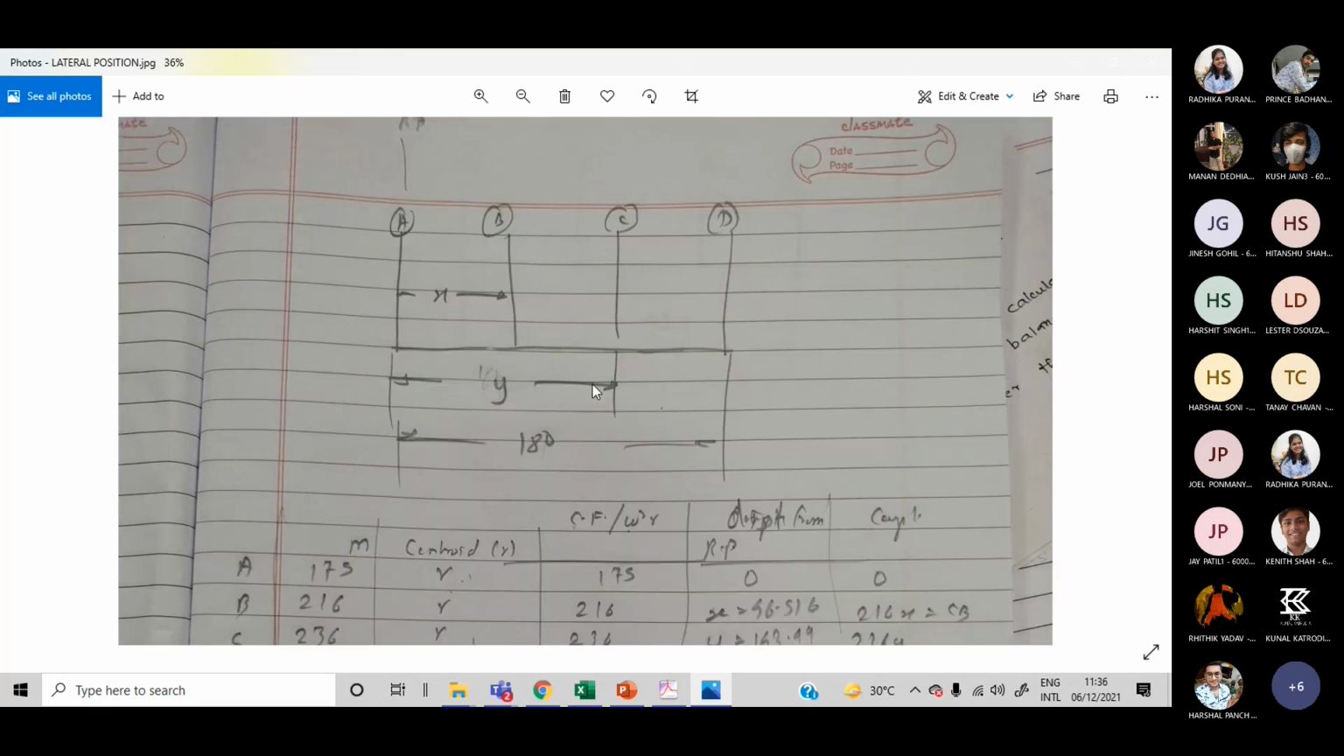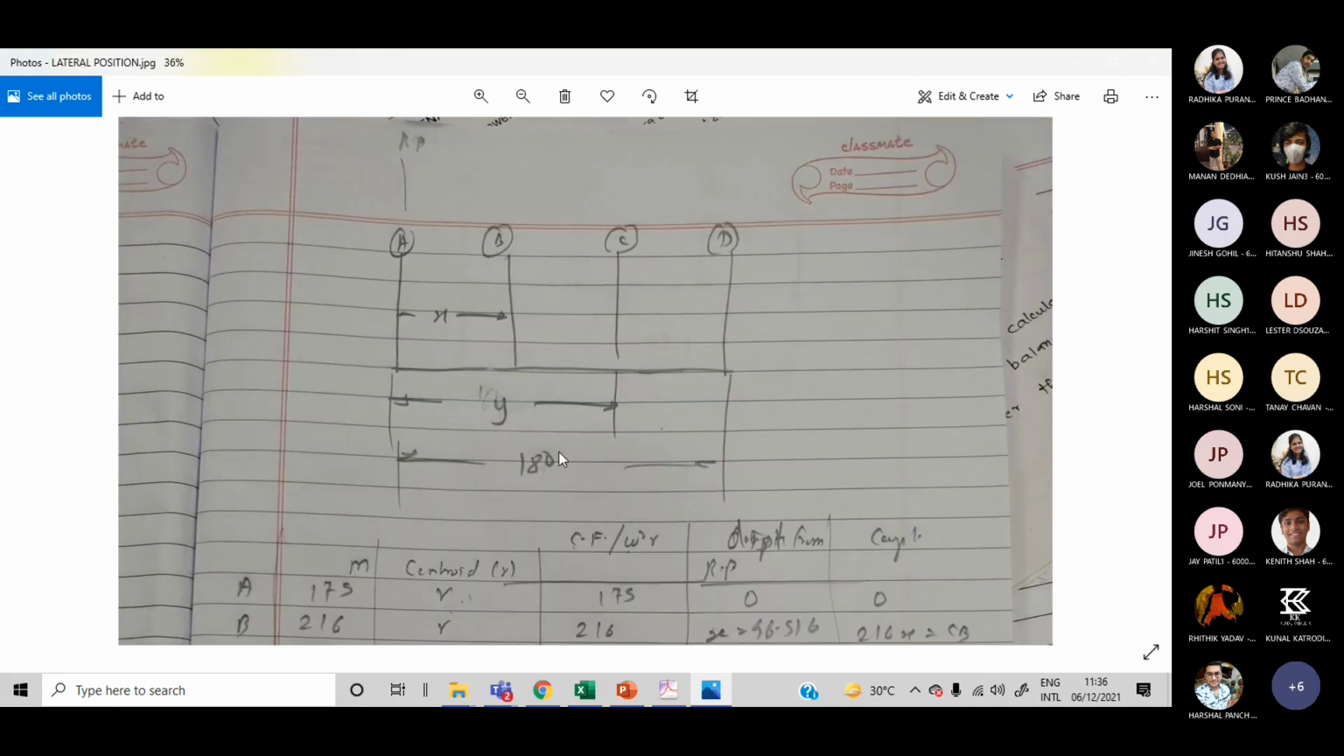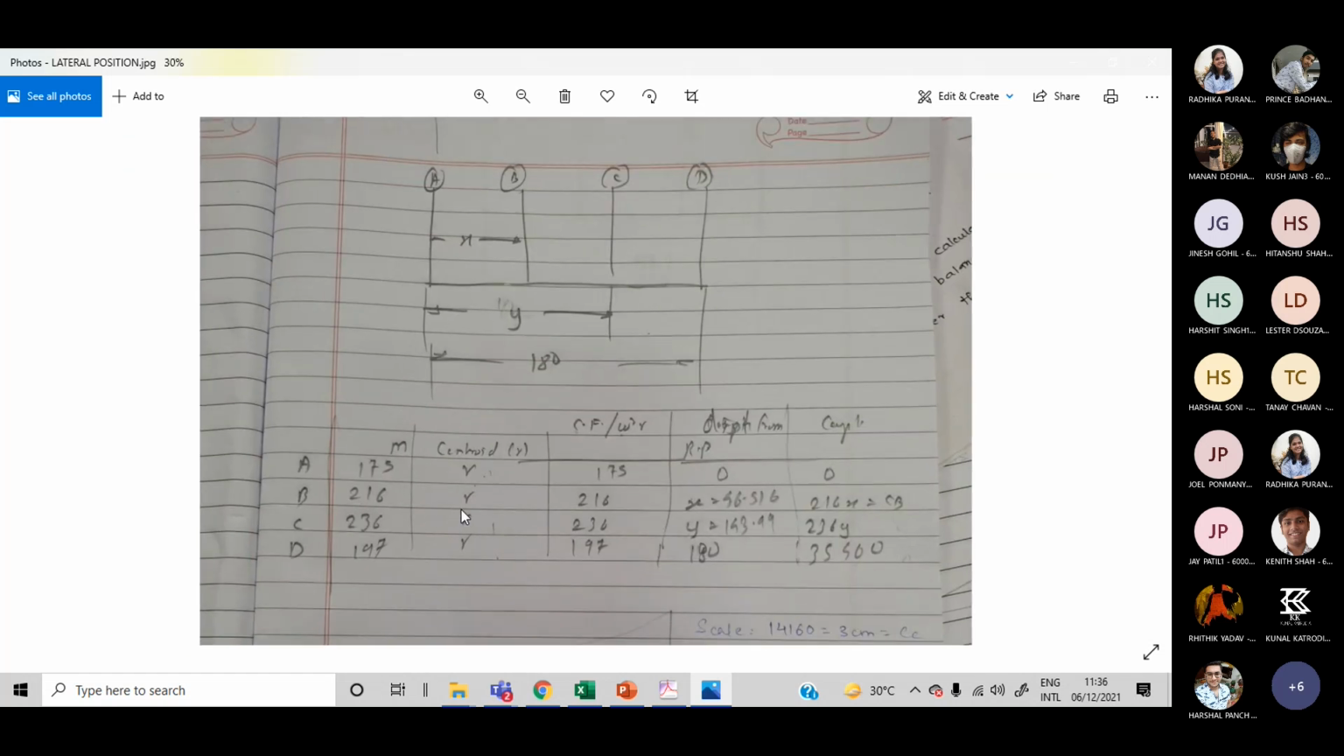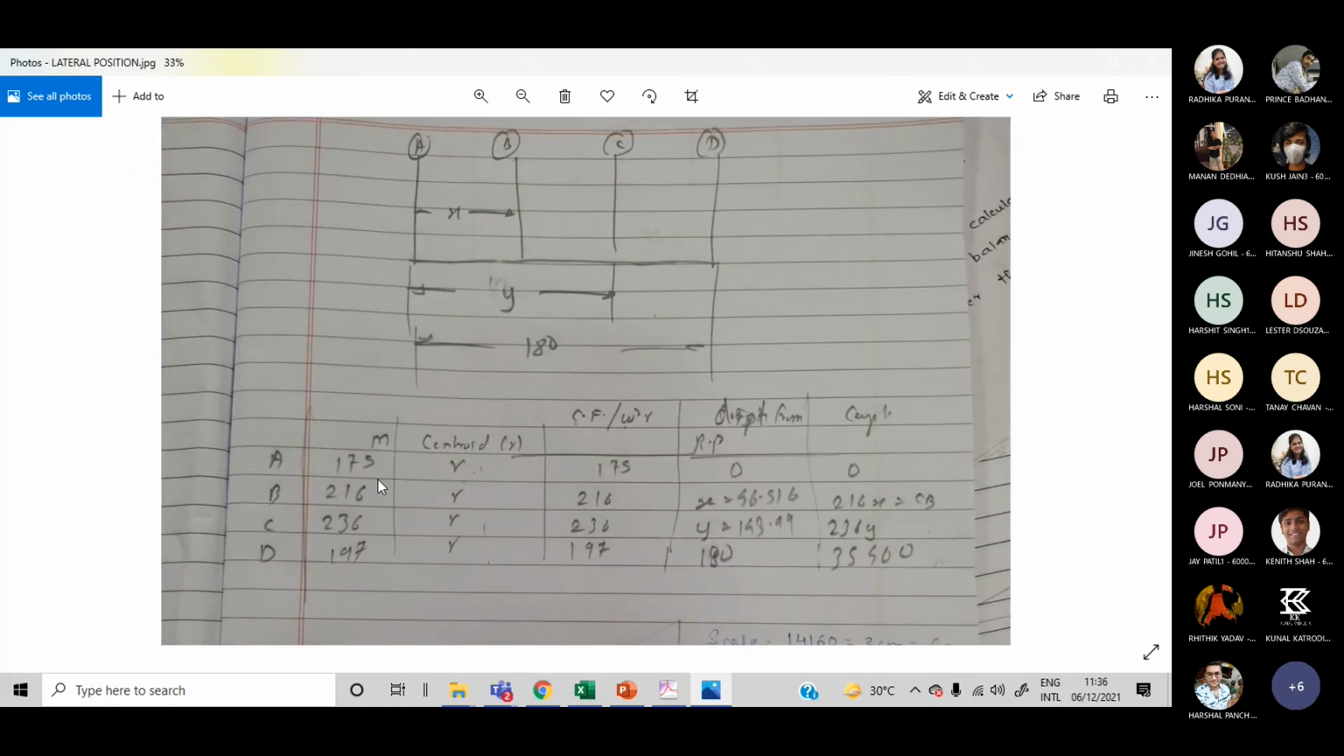All right, can you see the picture? Yes, sir. Okay, so there are these 4 masses A, B, C, and D. Values of these masses are given in this table. Okay, so it is 175, 216, 236, and 197.